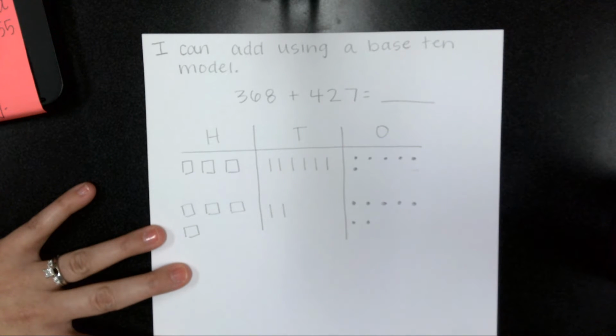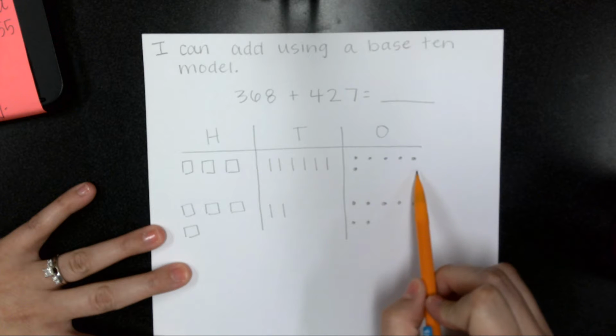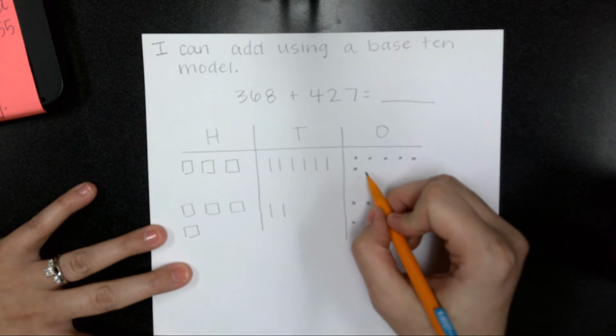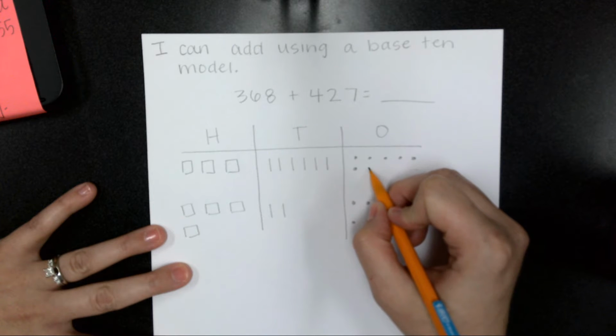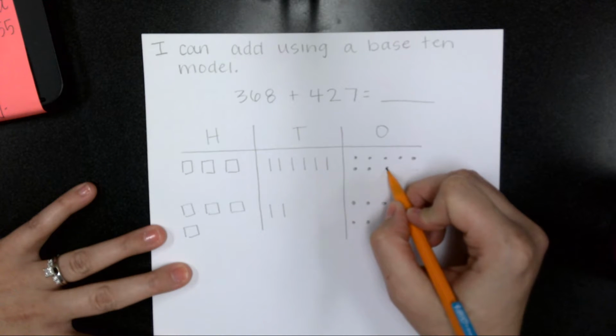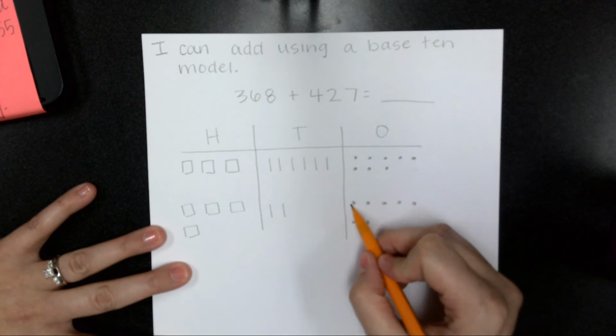So now I'm ready to put those together. I always want to start in my ones place, and I know I only drew 6. Let me go ahead and draw 8. So that's why we draw them in a nice, neat, organized way. 6, 7, 8. Whew, I'm very glad I caught my mistake. So there's 8, 9, 10. I know I need 2 more.